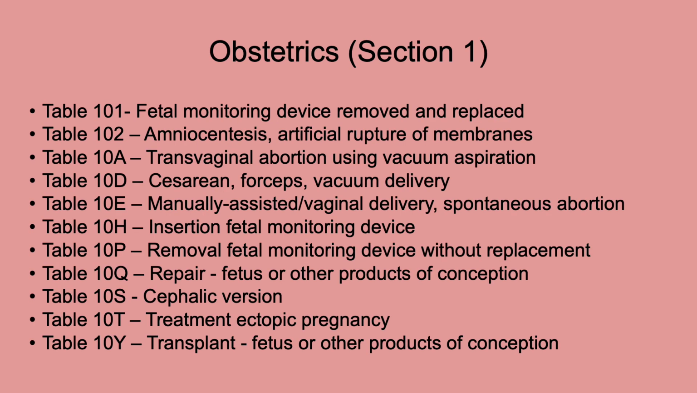Now, it seems like the root operations don't really fit neatly into the obstetrics section. So what I did is I wrote in at the tables what it covered. For example, 101, fetal monitoring device removed and replaced. 102, amniocentesis, or artificial rupture of membranes. 108, transvaginal abortion using vacuum aspiration. 10D, cesarean, forceps, or vacuum delivery. 10E, manual assisted vaginal delivery or spontaneous abortion.